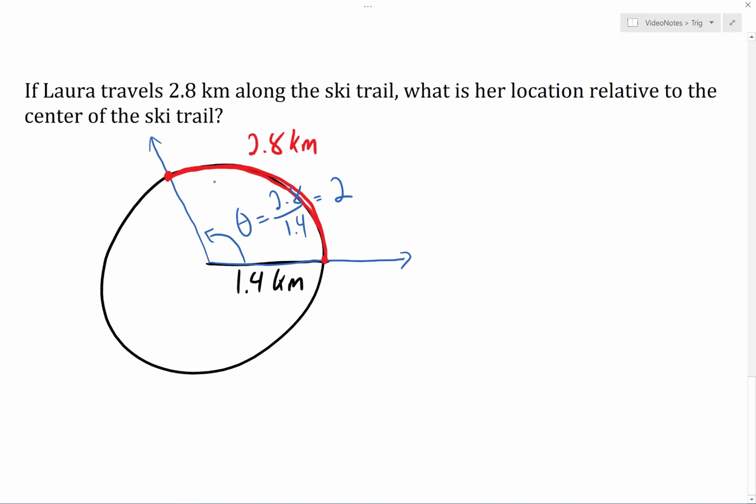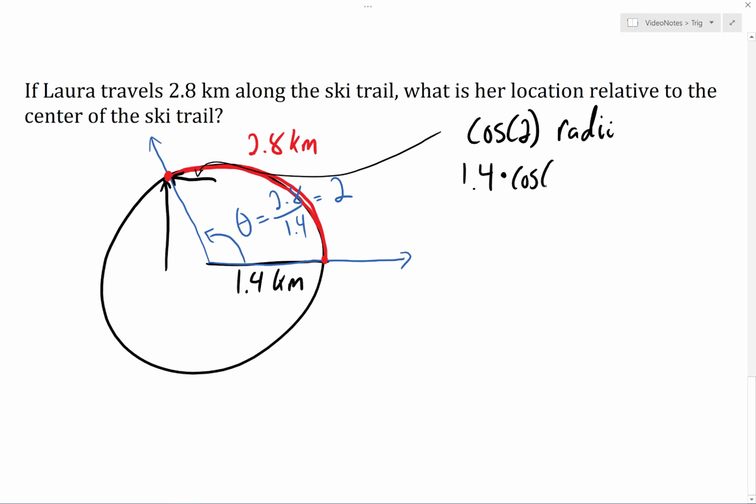Then, again, we know that she's some distance to the right and some distance above the center of the ski trail. And her distance to the right of the center of the ski trail is represented as cosine of 2, and that's a number of radii. And to find the number of kilometers, again, we just do 1.4, the radius of the circle, times cosine of 2, and that'll give us a number of kilometers to the right of the center of the circle. Now we see that she's to the left of the center of that ski trail, so both of these values right here should have a negative value. If you plug those into your calculator, you should get a negative number out there.